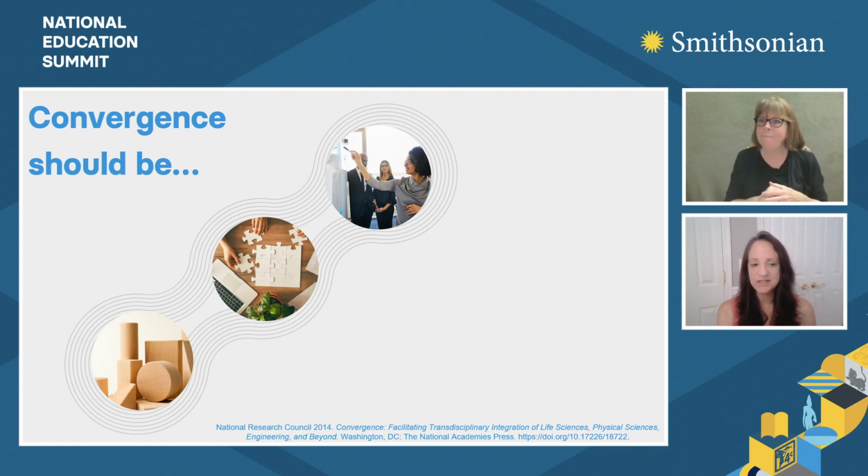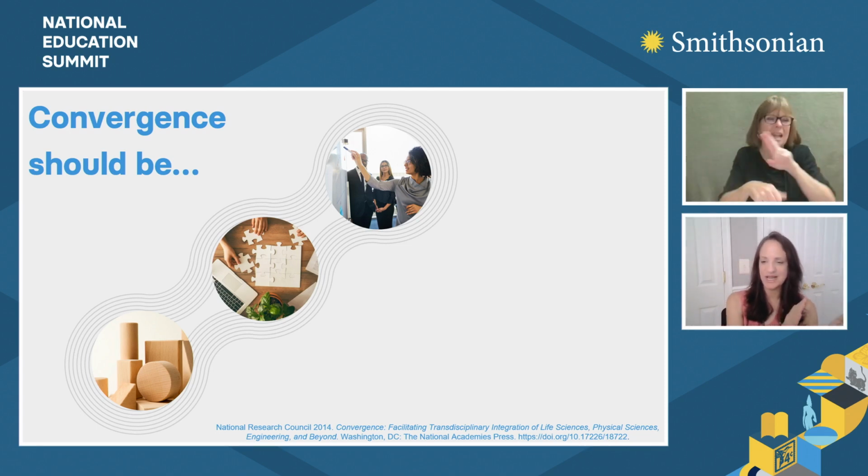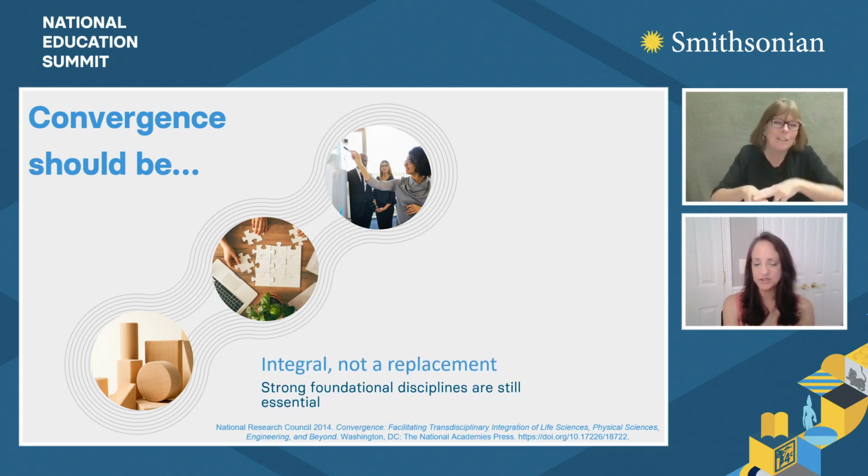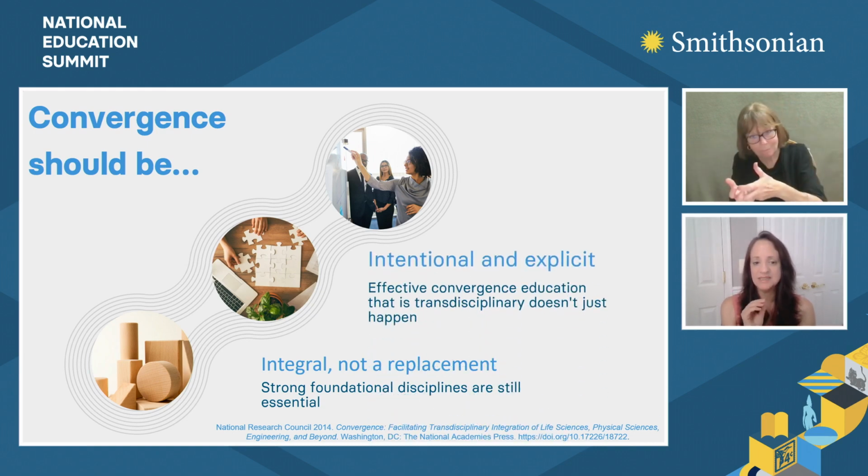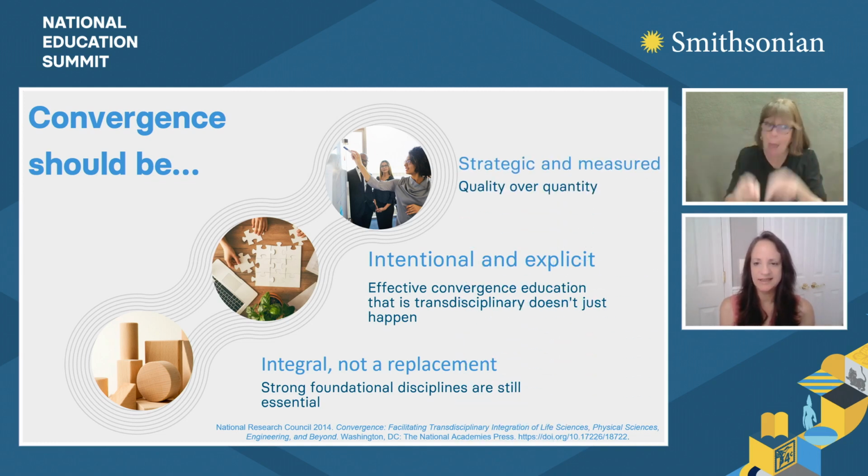Now, convergence should be 3 things, according to the National Research Council, now the National Academy of Sciences, Engineering, and Medicine. First, it should be integral, not a replacement. In other words, strong foundational disciplines are still essential. Second, it should be intentional and explicit. Effective convergence education is transdisciplinary. It doesn't just happen, you have to work at it. And finally, it's strategic and measured, quality over quantity.